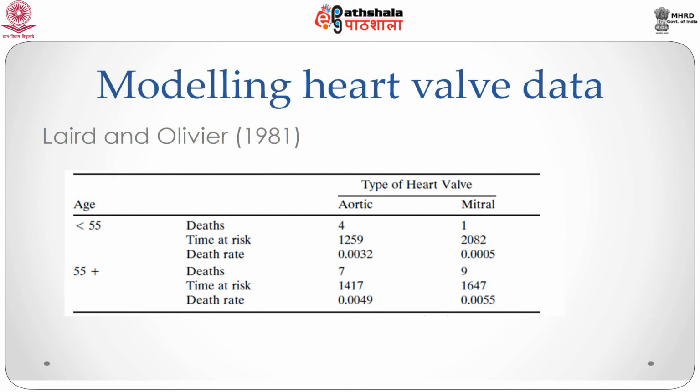Here is an example for Poisson rate regression. The data is taken from a 1981 paper by Laird and Olivier, who analyzed patient survival after heart valve replacement. So they looked at 109 patients and classified them by the type of heart valve, aortic or mitral, and by age, which is less than 55 or above 55. So the patients were followed up until they either died or the study ended. Operations occurred throughout the study period, and follow-up observation time ranged from 3 to 97 months.